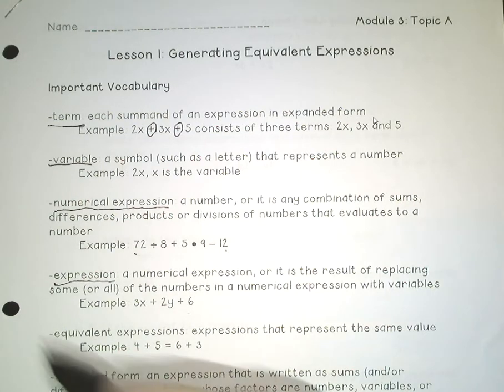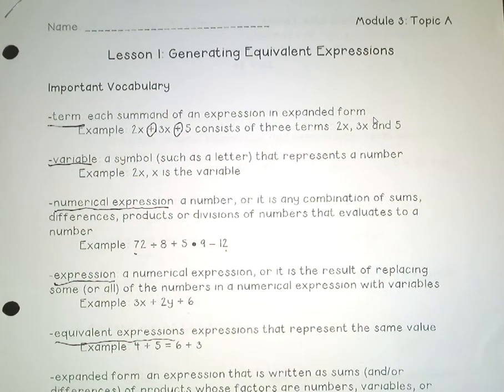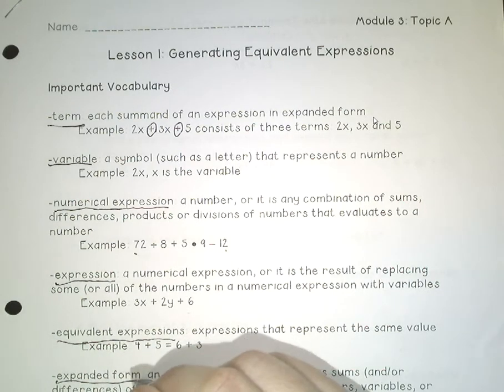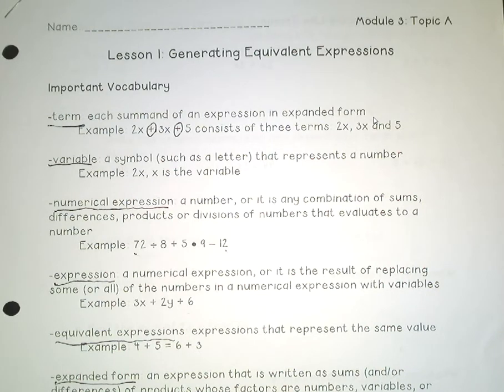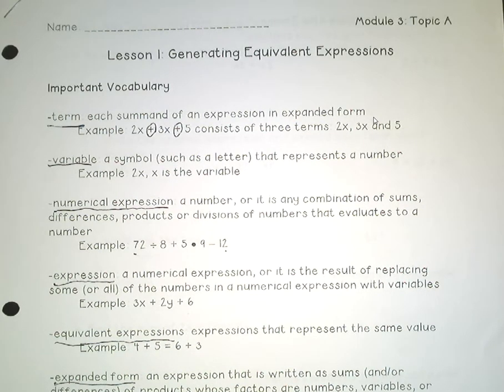Equivalent expressions are expressions that represent the same value. For example, 4 plus 5 is 9, 6 plus 3 is 9. They are equivalent. They have the same value. Expanded form is another one. Expanded form is an expression that is written as sums and or differences of products whose factors are numbers, variables, or variables raised to whole number powers. So for example, x plus 2x plus 3x is going to be expanded form because we actually can combine them.